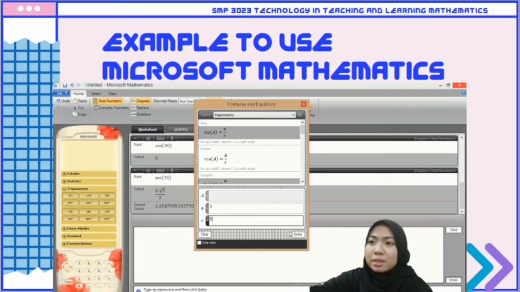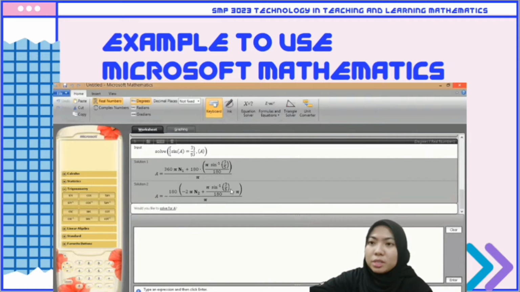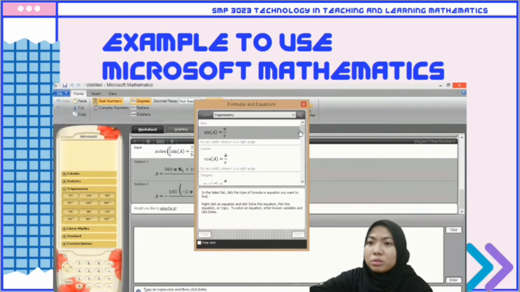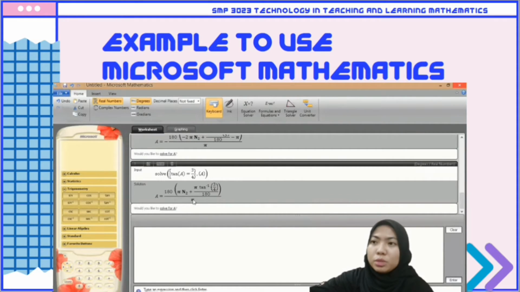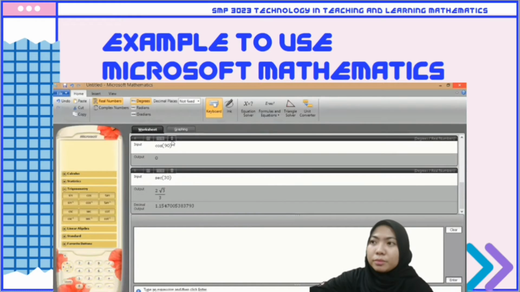Okay, try another formula, which is tangent. Tangent A equals A over B. So fill in A equal to 3 and B equal to 4. Then click enter. We will get the solution on the worksheet. So after this, we need to clear all the questions given.